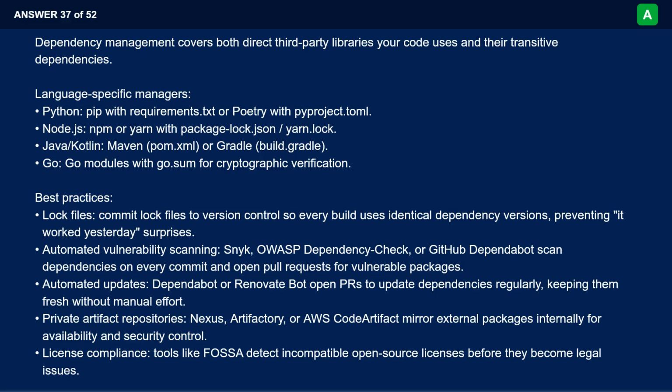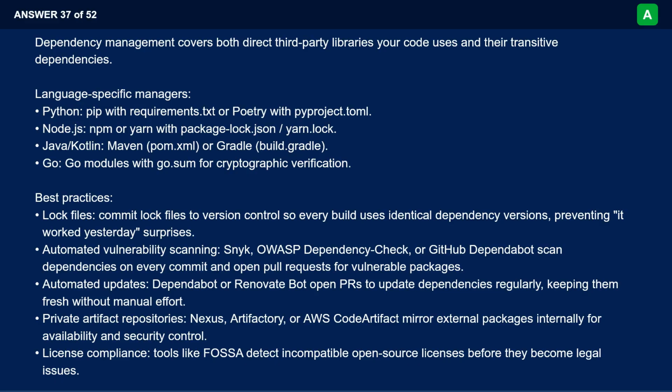Language-specific managers. Python: pip with requirements.txt or poetry with pyproject.toml. Node.js: npm or yarn with package-lock.json/yarn.lock. Java/Kotlin: Maven, pom.xml, or Gradle, build.gradle. Go modules with go.sum for cryptographic verification.